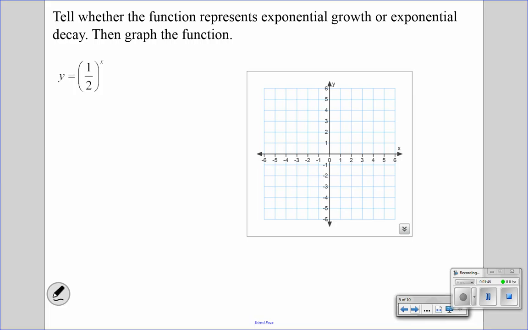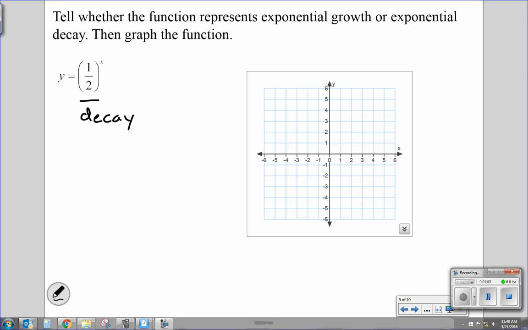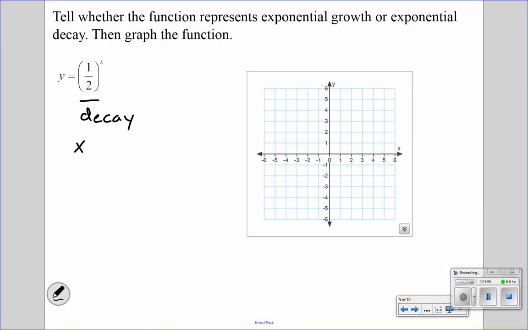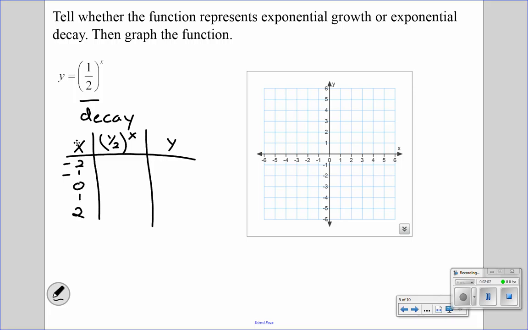This function is exponential decay because our b value is 1/2, which is between 0 and 1. Once again, we're just going to make a table of values. Alright, so we're going to use -2, -1, 0, 1, 2.